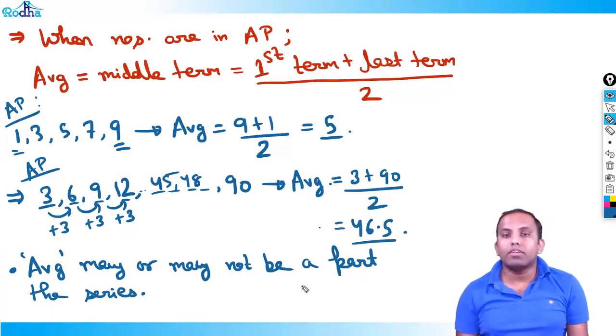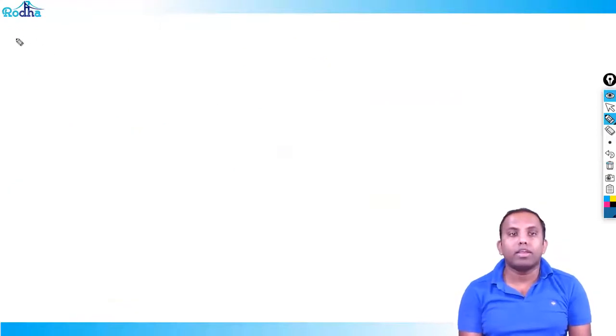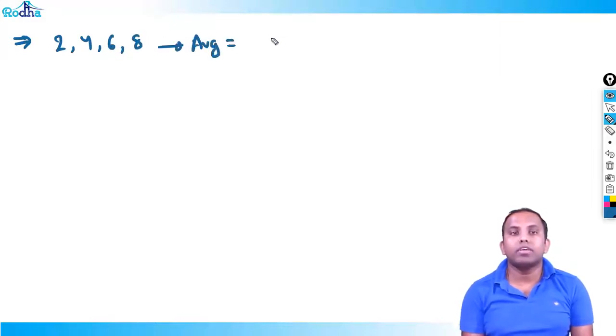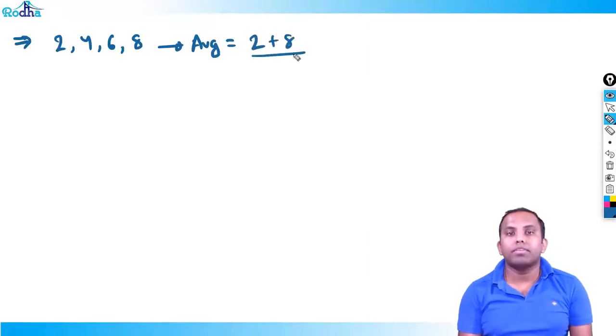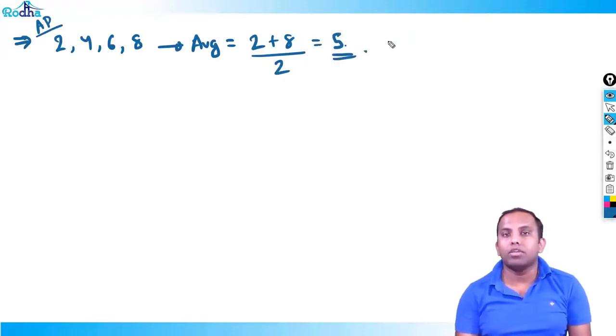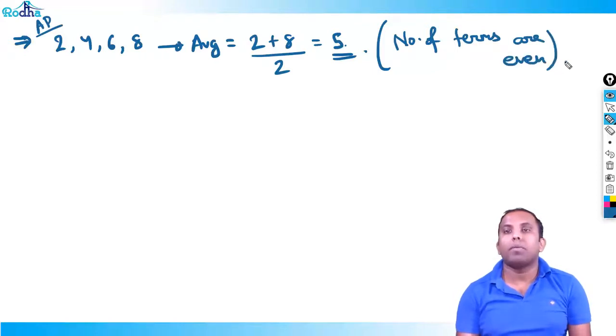In which case will it not be a part of the series? When there are an even number of terms. Like, what is the average of 2, 4, 6 and 8? What is their average? Since it is in AP, you can see a difference of 2 here. So the first term plus last, 2 plus 8 by 2, that is 5. It is not a part of the series, right? Because the number of terms is even. So the average will not be a part of the series, right?